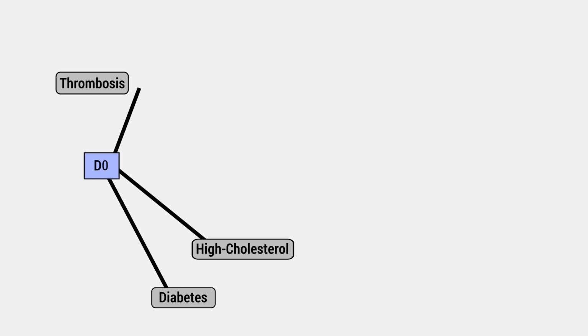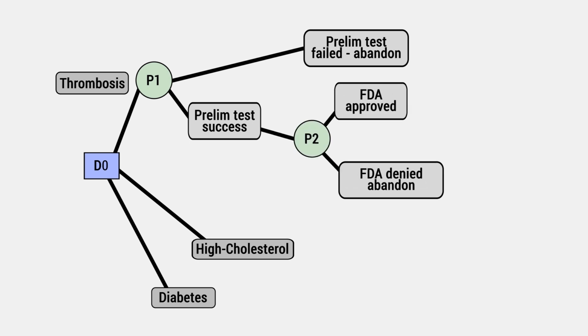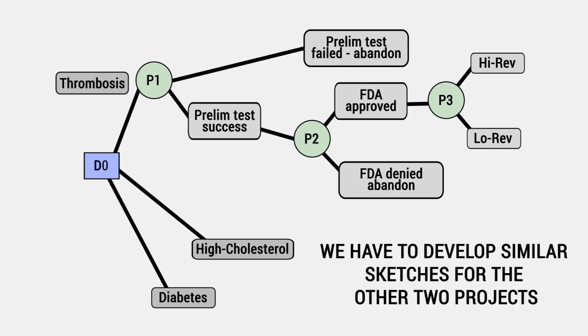We have three options, and let's focus on thrombosis. If the preliminary tests are successful, then we proceed for FDA approval. And if FDA approval is granted, we proceed to market, and there is a potential for high revenue or low revenue. Similarly for the other two projects.